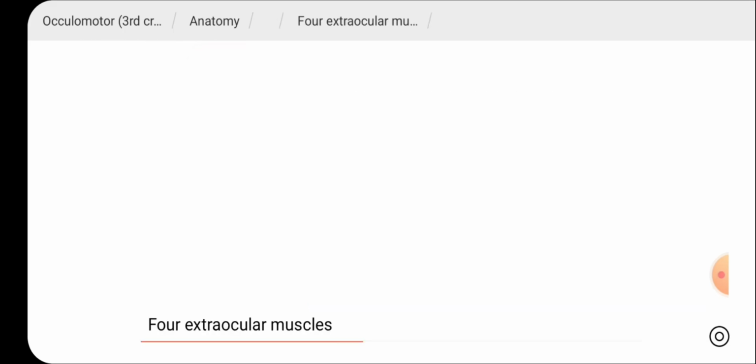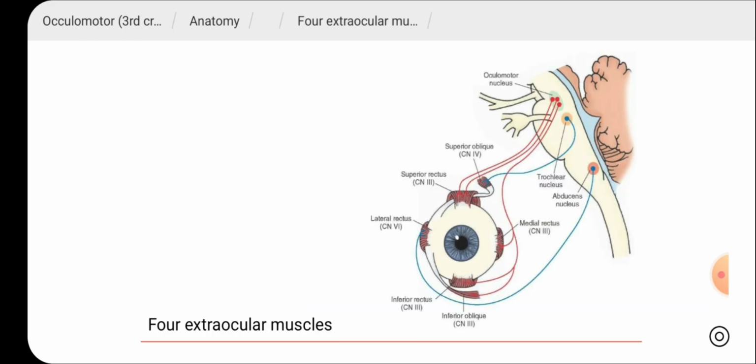What are the 4 extraocular muscles supplied by the oculomotor nerve? As you can see by the red tracings in this image, the oculomotor nerve supplies the superior rectus, medial rectus, inferior rectus, and inferior oblique extraocular muscles.